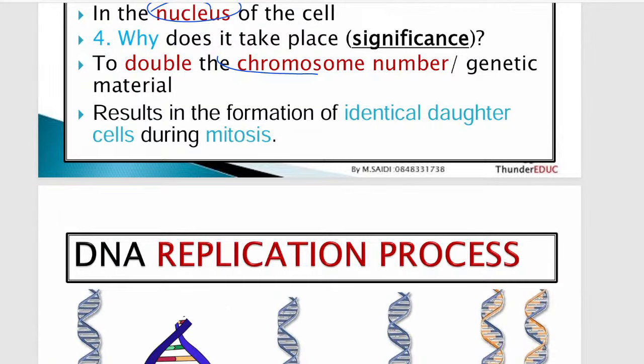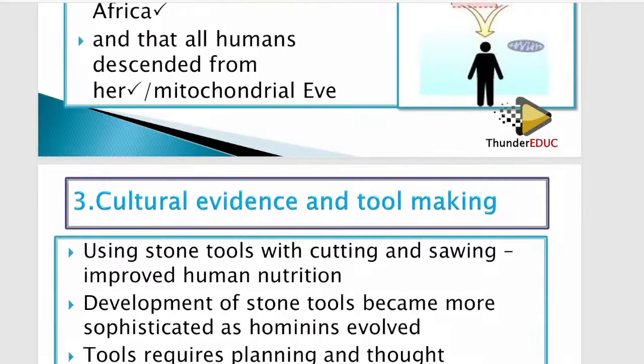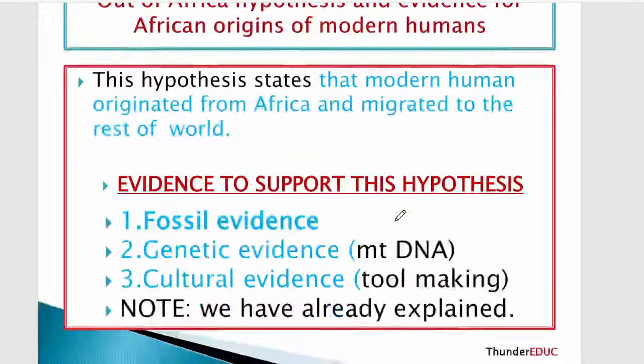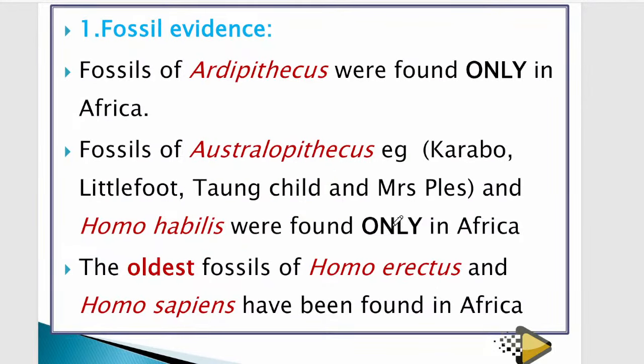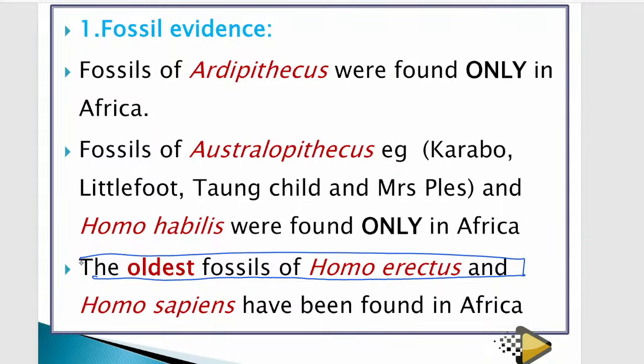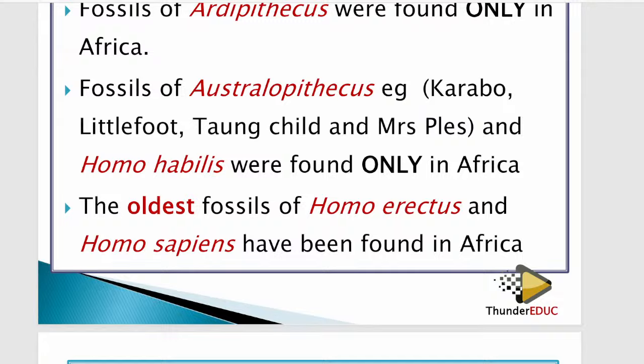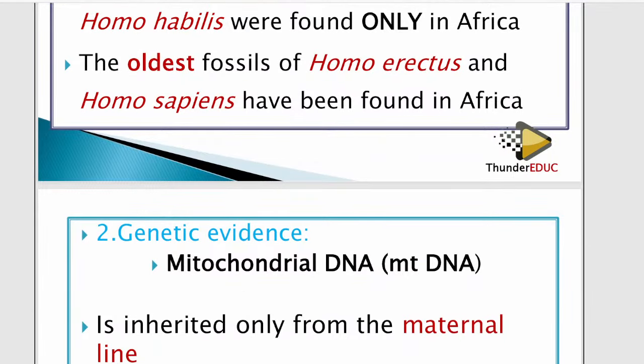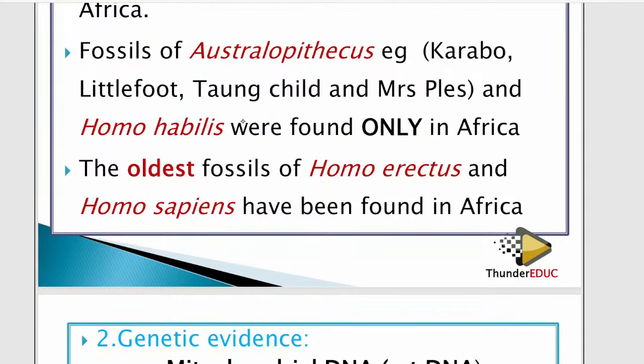This is what I said yesterday to support the out of Africa hypothesis, from our distinction material book. You see, here is the answer. The oldest fossil of Homo erectus was discovered in Africa. So that word, oldest, is a marking point. Fossil of Homo erectus was found in Africa. That's where you get a mark.